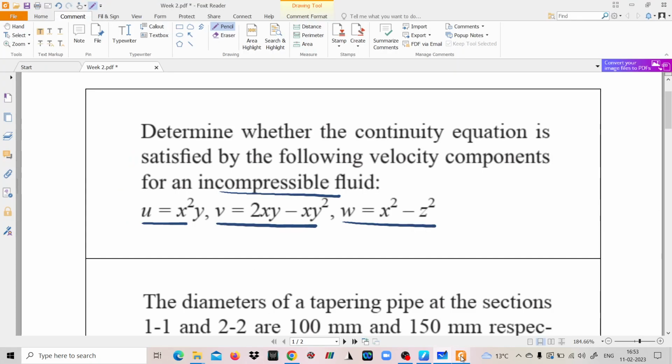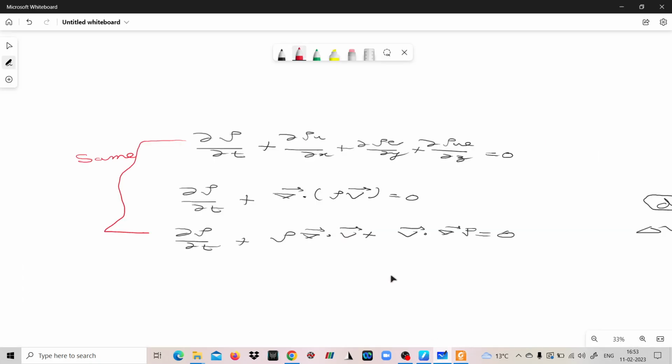However, for this problem you have to check whether these velocity components satisfy the continuity equation for incompressible flow. So for incompressible flow, what is the condition? Rho is a constant. Now if rho is a constant, this term becomes 0, all this rho will come out of the differentiation, and effectively you will be left with del u by del x plus del v by del y plus del w by del z equal to 0.